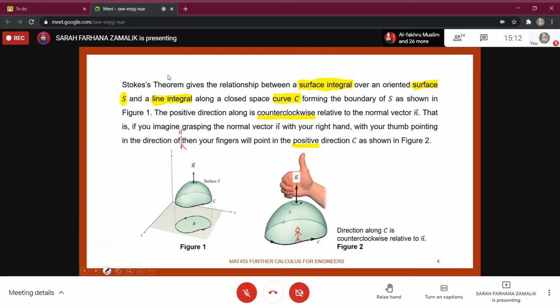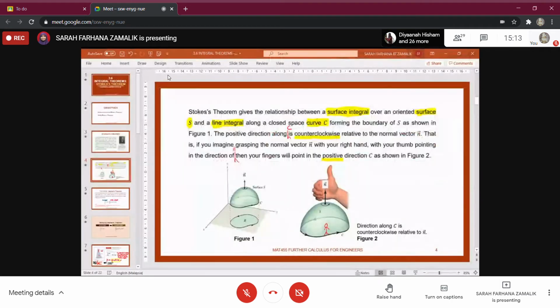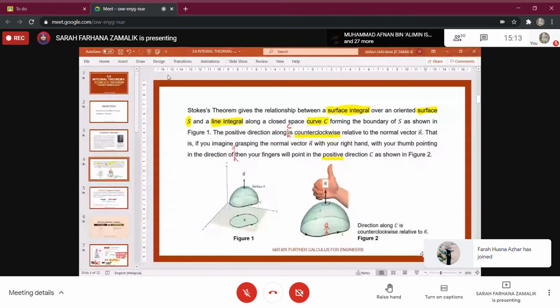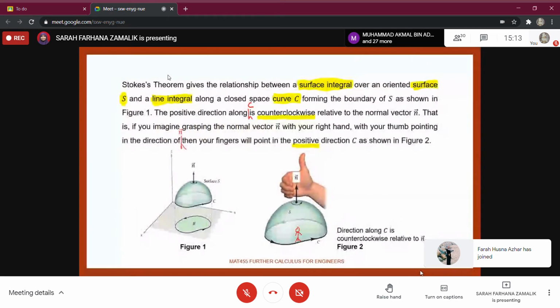Saya rasa saya tertinggal variable kat sini. The positive direction along curve C rasanya ni is counterclockwise relative to the normal vector n, okay? Semua orang mesti tahu unit normal n and also curve C tu kita dah buat hari tu masa kita buat line integral. So baca dulu, fahamkan apa dia bagi tahu kat sini. The positive direction along the curve C is counterclockwise relative to the unit normal vector n. That is, so dia bagi situation kat sini.